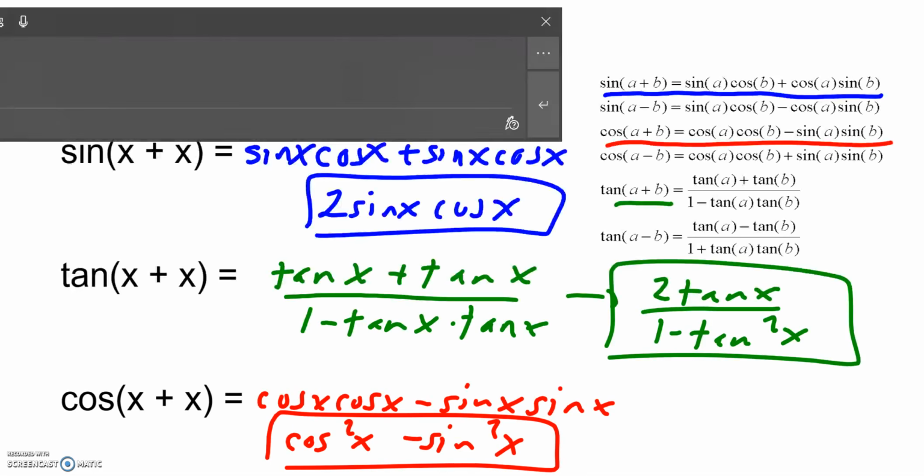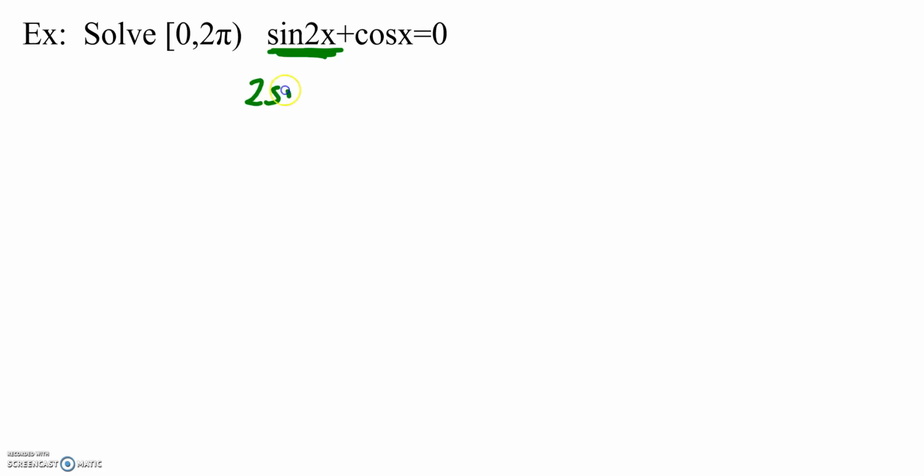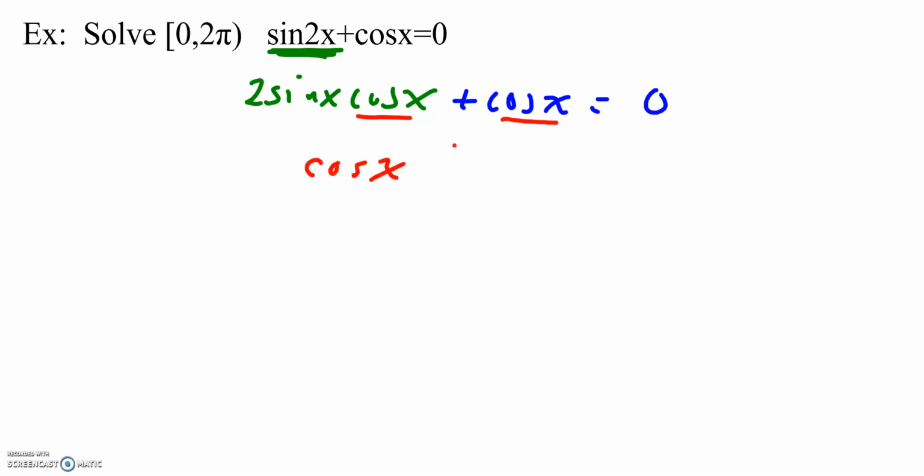We know that sine of 2x is the same as 2 sine x cosine x. So you would replace this with 2 sine x cosine of x, and then keep everything else the same, plus cosine of x equals 0. Notice now that all of your angles are just rotating one time, which saves us a little trouble later. So let's look at what we have with these 2 terms. I notice that you have a cosine in common. So I'm going to take a GCF out of cosine of x, and I'm left with 2 sine x plus 1 equals 0.